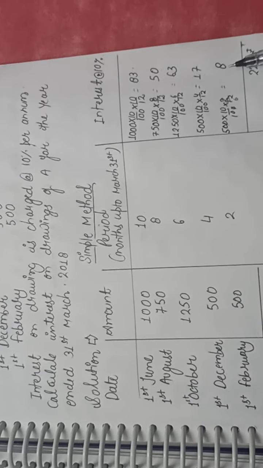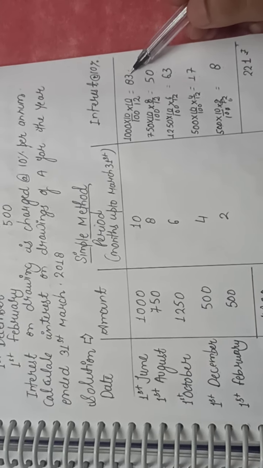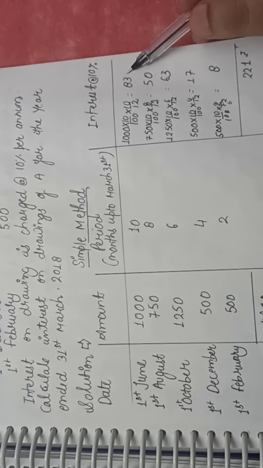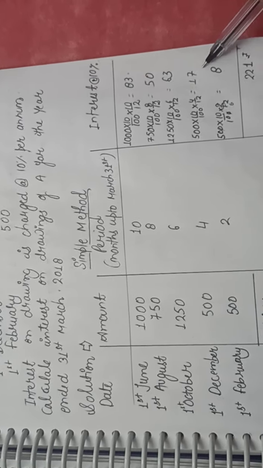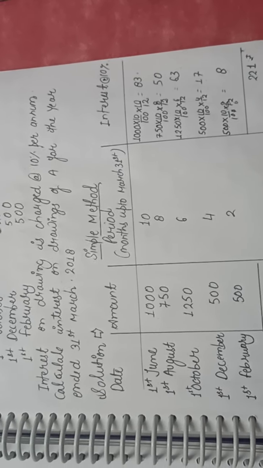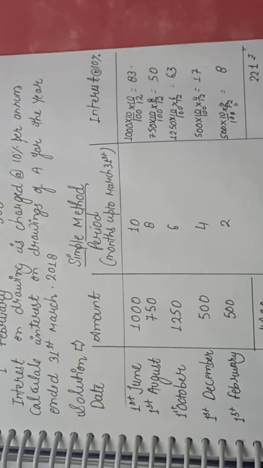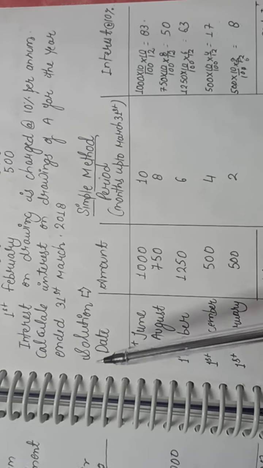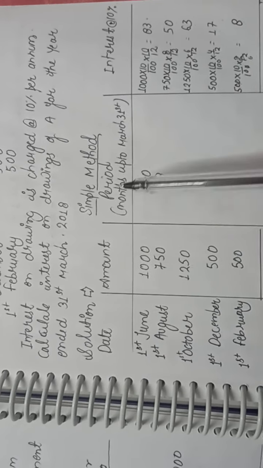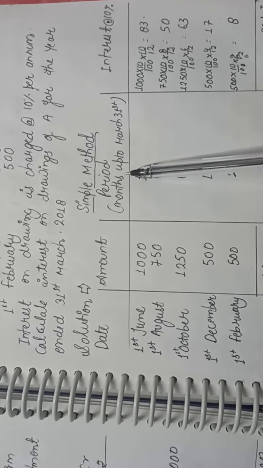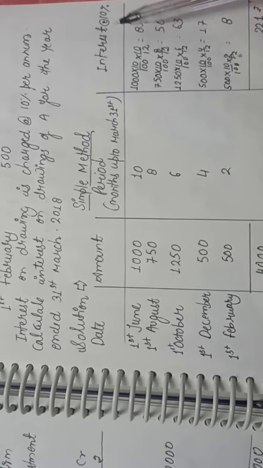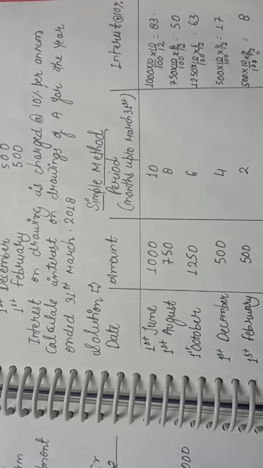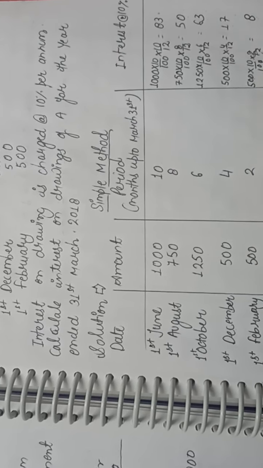So now we can calculate the total interest: 83.33 plus 50 plus 63 plus 17 plus 8, so it's 221. So that is the simple method. In this method you have to prepare the format: date, amount, period from the month up to 31st March, and then interest. Okay, so now let's calculate this interest on drawings through another method.